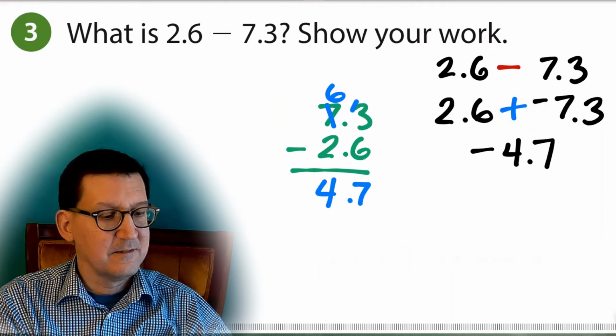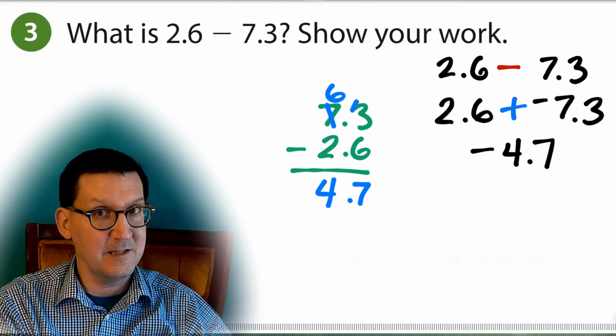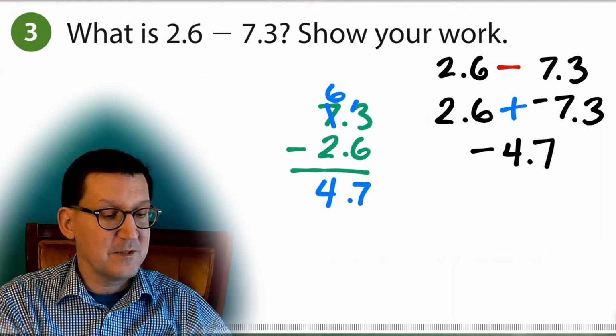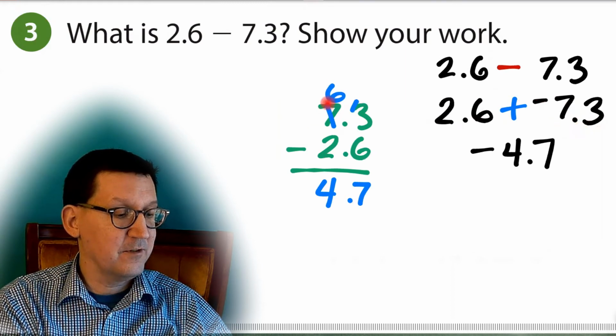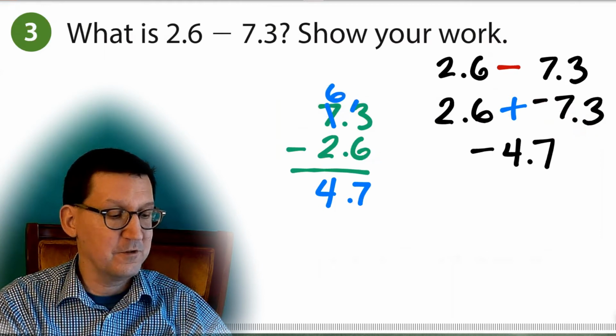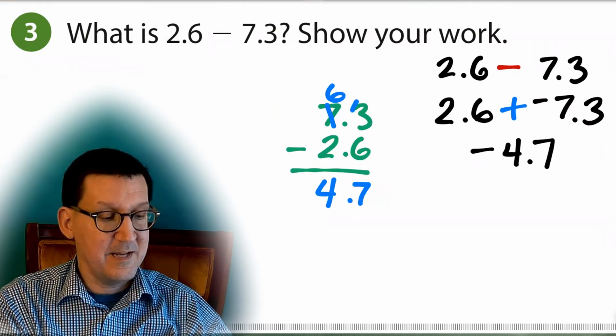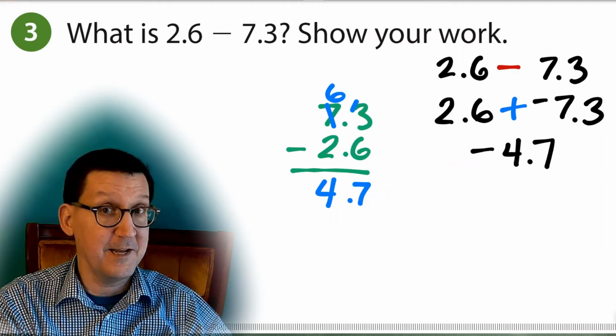So since we're going from a positive and adding a negative, that means we're subtracting these two numbers. So we subtract 7.3 and 2.6, and 7 goes to 6, carry the 1. 13 minus 6 is 7, 6 minus 2 is 4. So that means our answer is positive or negative 4.7. Which is it, positive or negative?